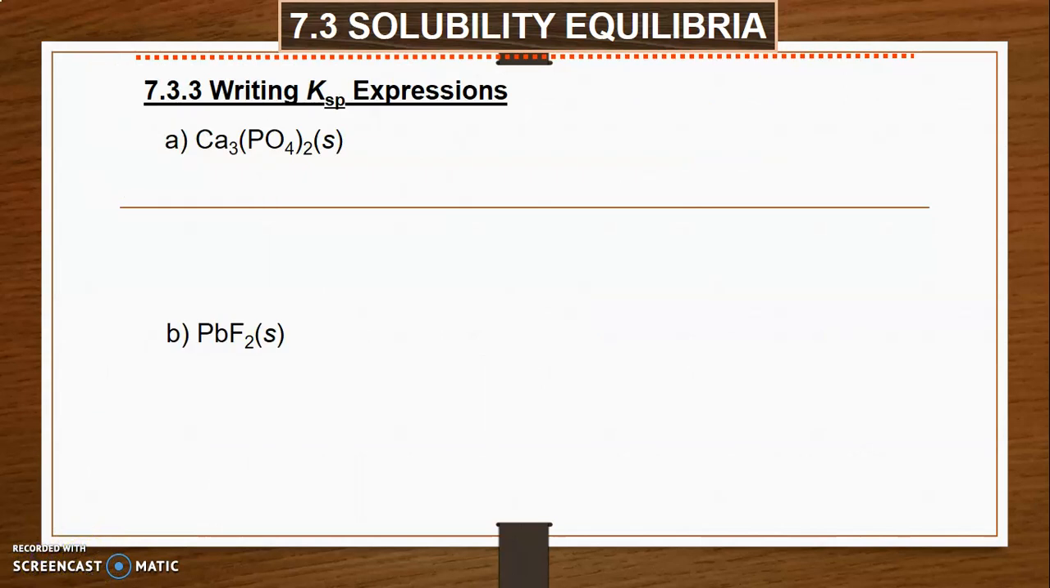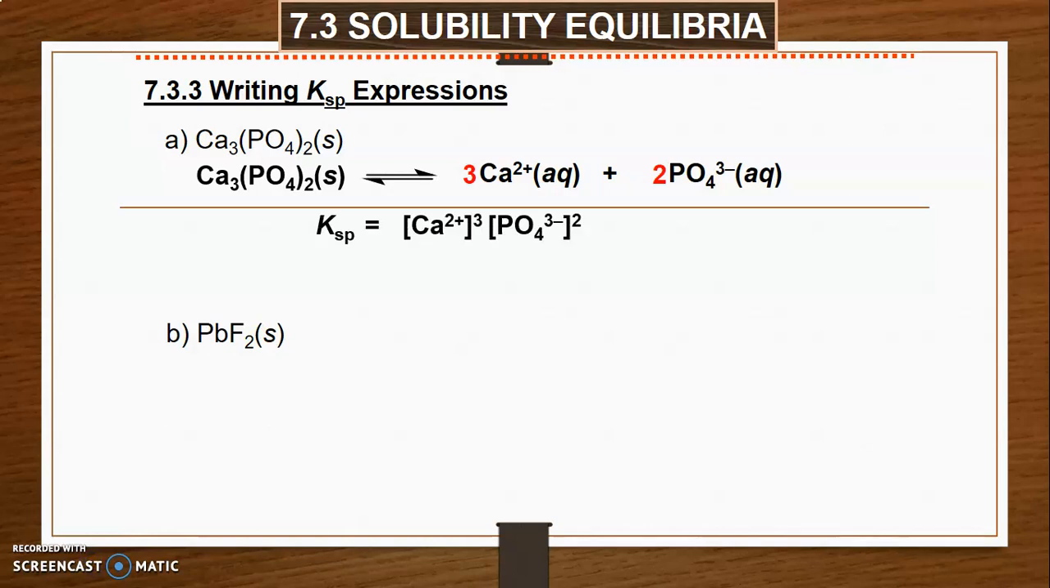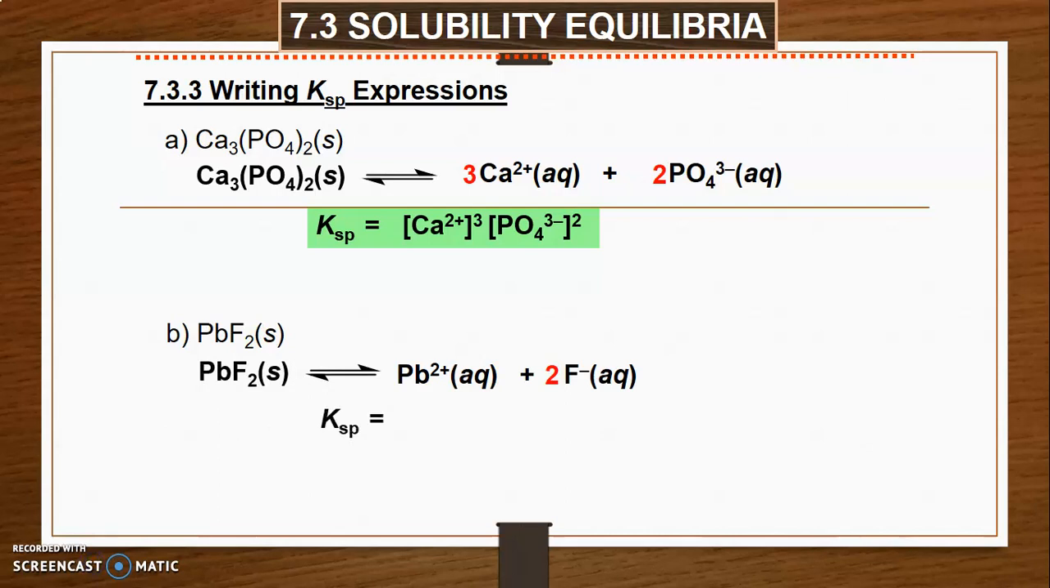Now look at two other examples of how to write the Ksp expression. A, we have calcium phosphate. So we have to balance the equation first, and then the Ksp can be written as the concentration of calcium ion to the power of 3 times the concentration of phosphate ion to the power of 2. Okay, B, we have lead II fluoride. So we have to write the equation first and balance it. And the Ksp can be written as the concentration of lead 2 plus ion times the concentration of fluoride ion to the power of 2.